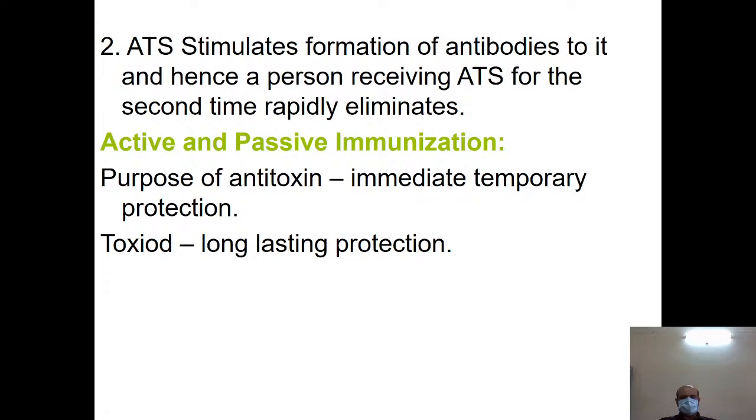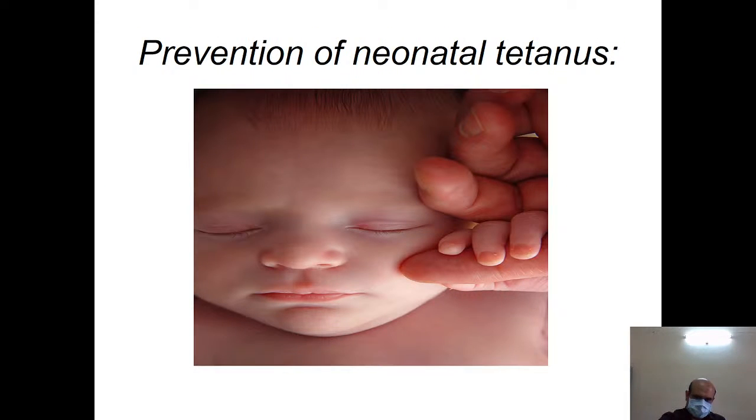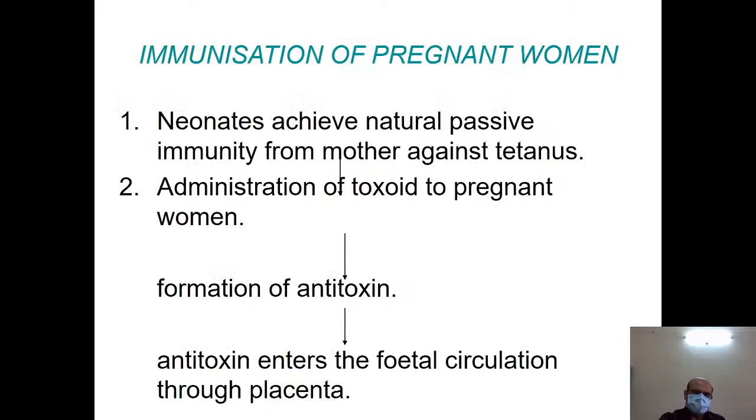Active passive immunization: the purpose of antitoxin is immediate temporary protection, while the toxoid gives long lasting protection. The prevention of neonatal tetanus: immunization of pregnant women. The neonate achieves natural passive immunity from the mother against tetanus. Administration of toxoid to the pregnant woman leads to formation of antitoxin, which enters the fetal circulation through the placenta.